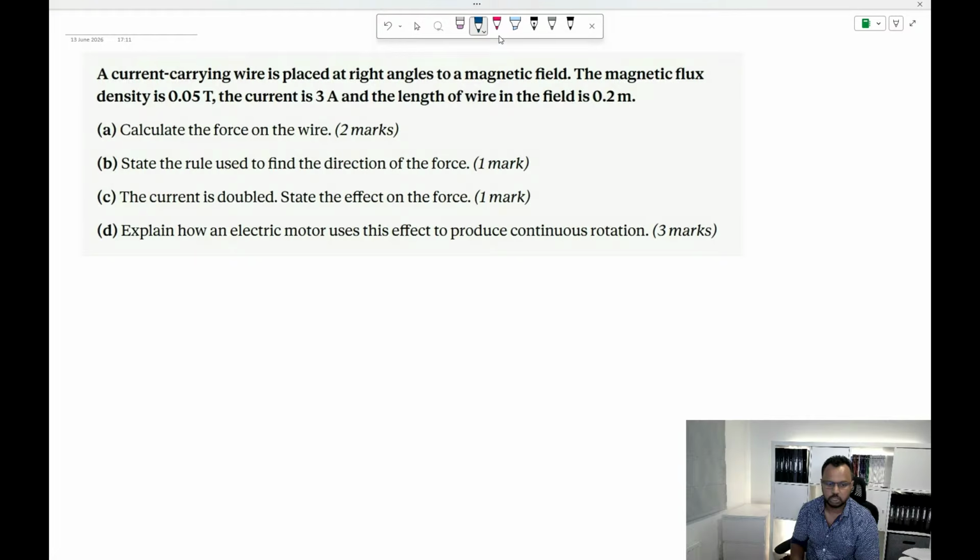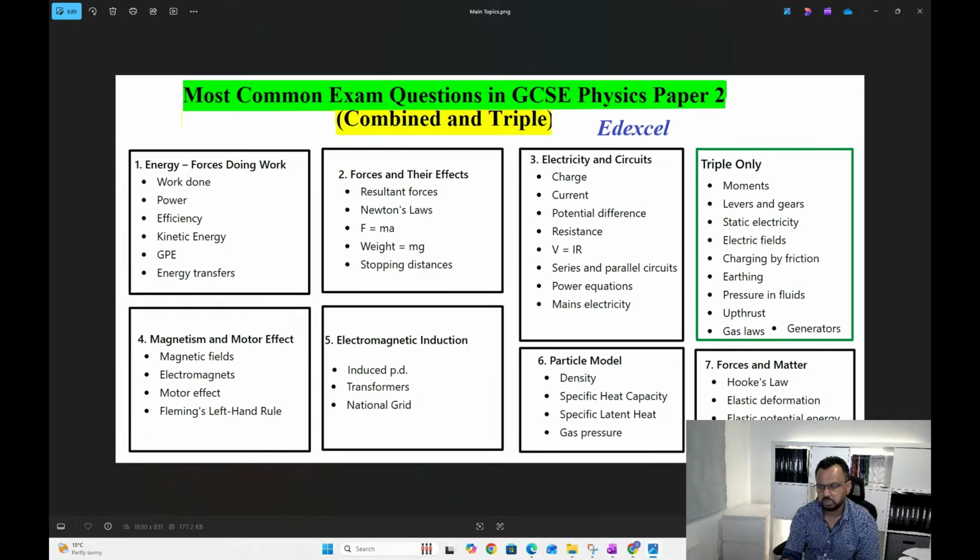There are things that you get pretty much every year. So you just need to know all of them, really. And these are the most common exam questions that I can tell. I spent some time earlier today extracting these topics, so they are more common. I can tell you that.